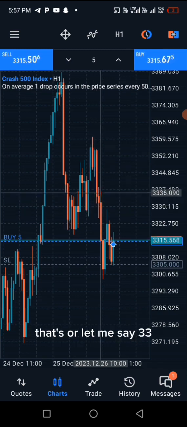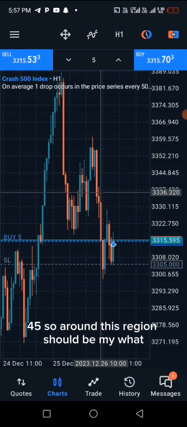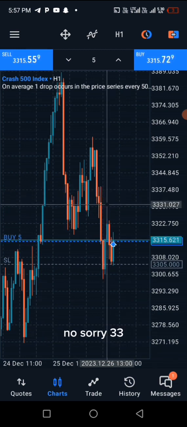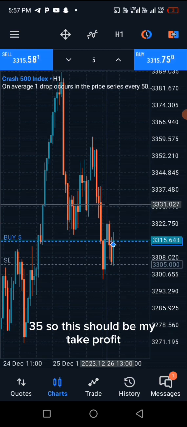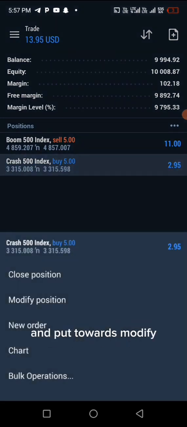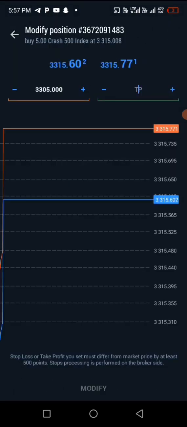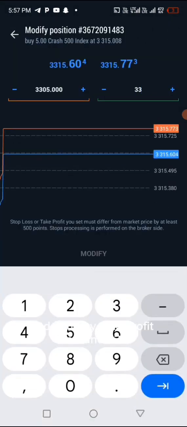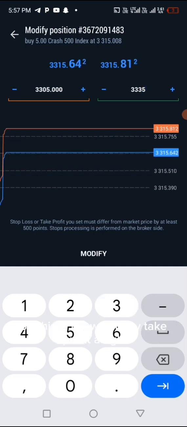Or let me say 33.45. So around this region should be my... No, sorry, 33.35. So this should be my take profit. I'm going to be putting my take profit around this region. I'll modify my trade and put my take profit around 33.35. This is my take profit. All right.